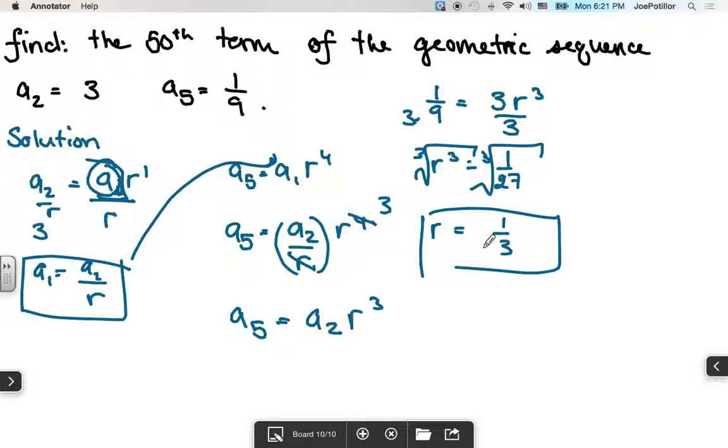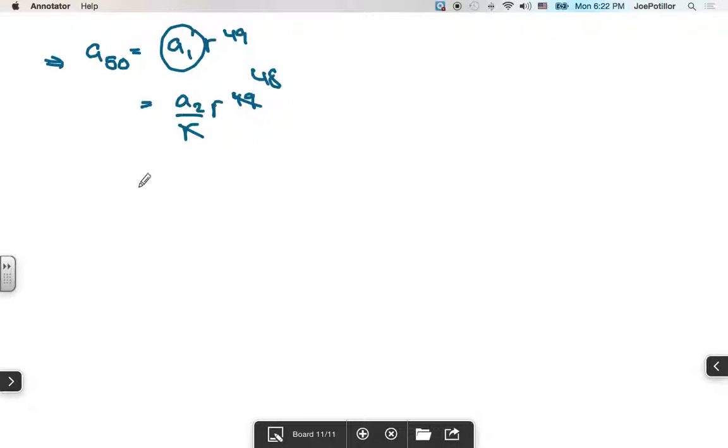Now that you know that, you can find the 50th term. Now I could have done this without even finding r, which I'll show you real quickly. So once you know what r is, a sub 50 is a sub 1 times r to the 49th power. We don't need to know what a sub 1 is because we know it's a2 divided by r. And then this is r to the 49th power. That kills that once, so we get a sub 2 r to the 48th power. This is a sub 50.